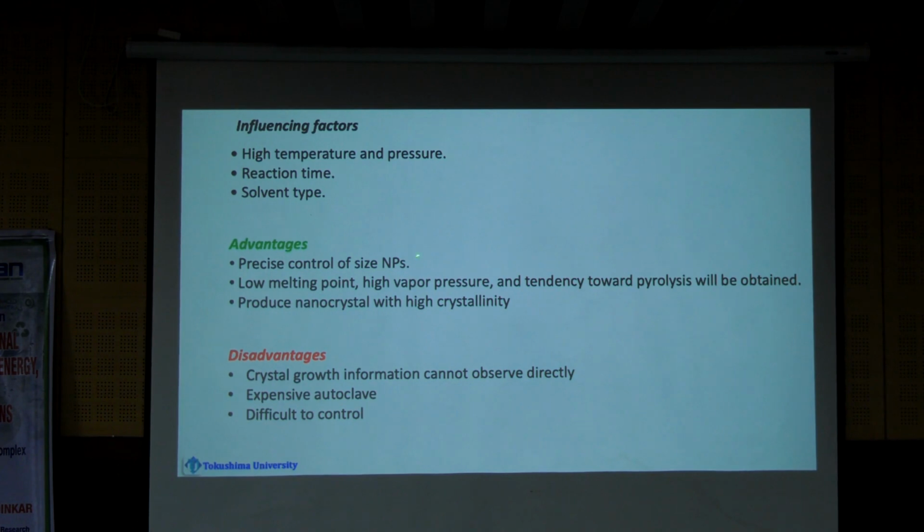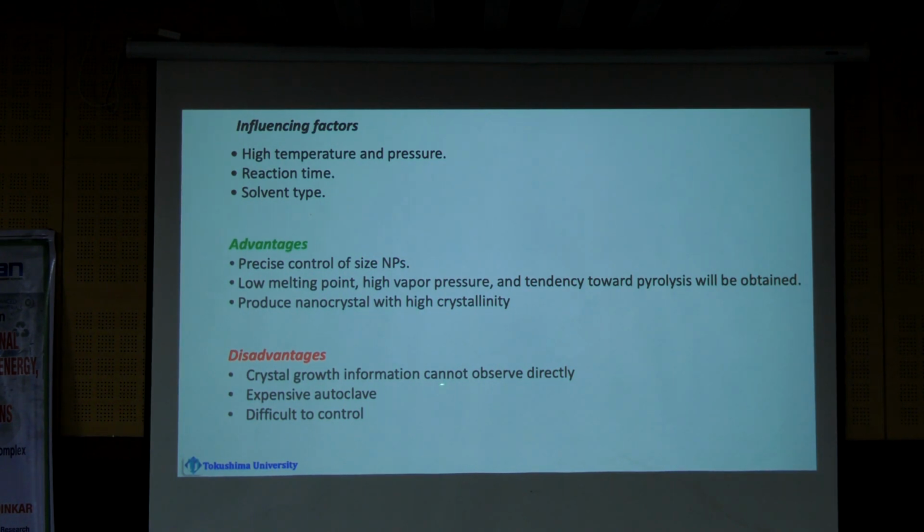Advantages: precise control of the size of the nanoparticle, low melting point, high vapor pressure, and a tendency toward pyrolysis will be obtained. These are the advantages. You can get the nanostructure at very low temperature, like 150, 180, 200. In thermal evaporation, the temperature is around 1000. In other techniques, even HFCVD or CVD, or sputtering, the temperature is very high. Comparatively, here the temperature is very low.